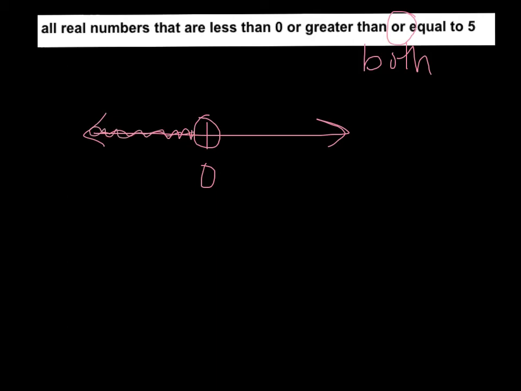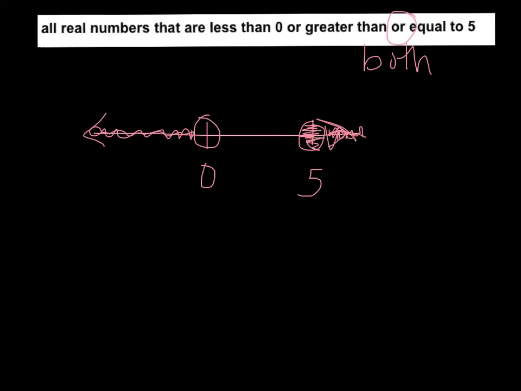All right, or greater than or equal to 5. So 5 would be over here. Greater than or equal to means I'm going to shade, and we're shading all the way to the right. Okay. So or, there's both my graphs in one.